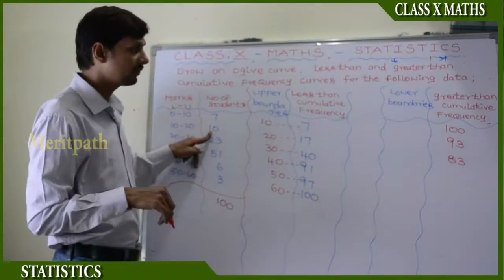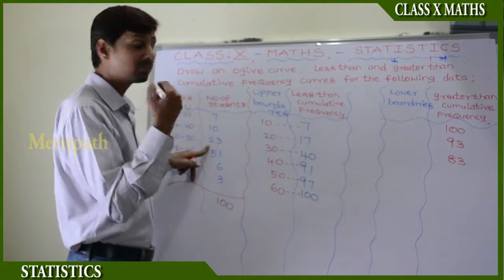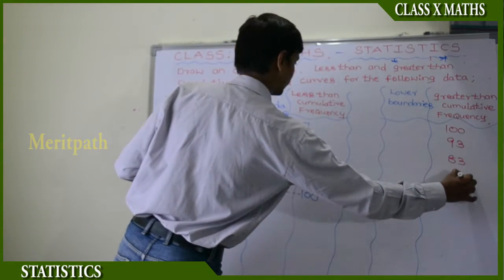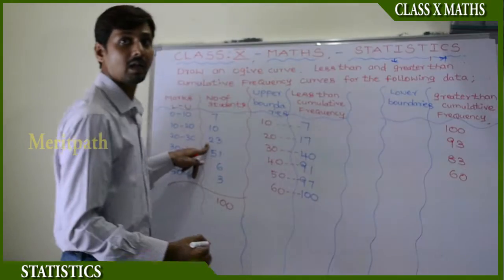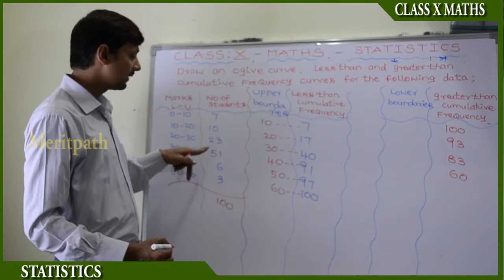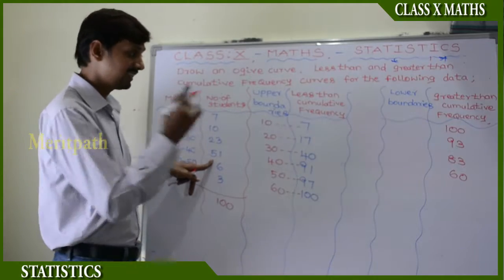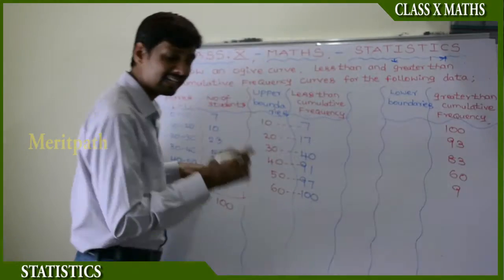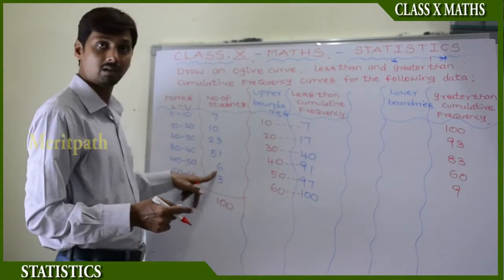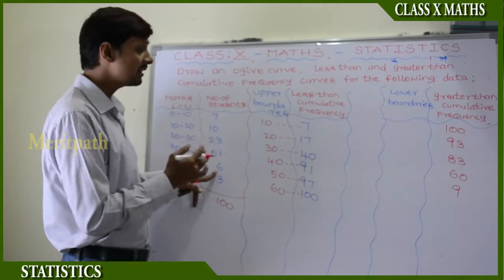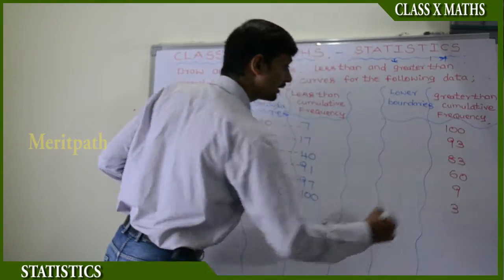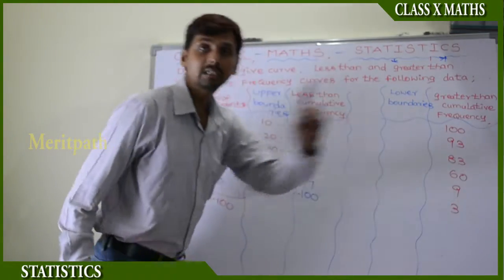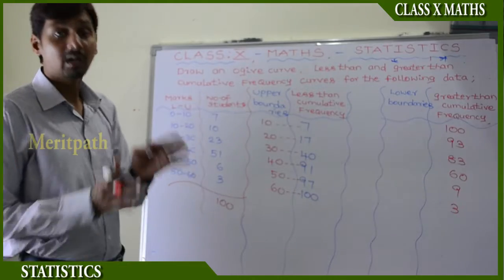To get the next frequency, let us subtract 23 from 83, then we'll get 60. And then to get the next frequency, let's subtract 51 from 60, we'll get 9. To get the next frequency, let's subtract 6 from 9. So 9 minus 6 is 3. So we got the same frequency as what is here in the frequency column, 3. So our frequencies are verified.